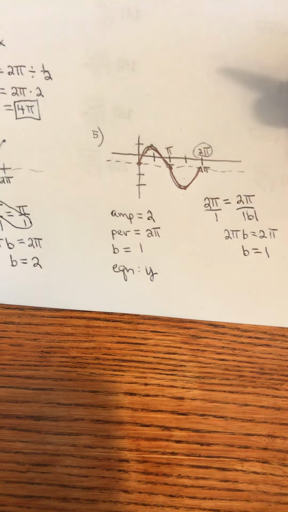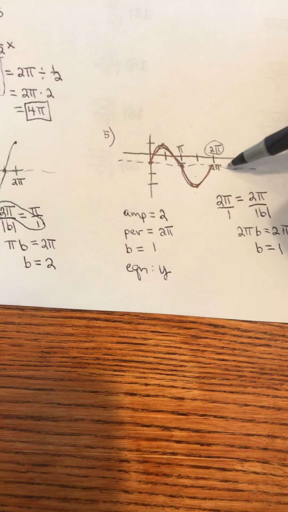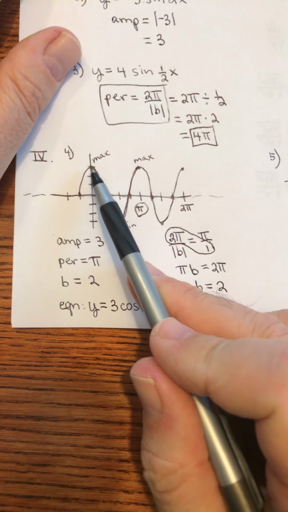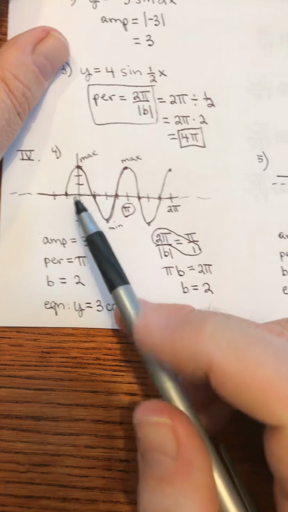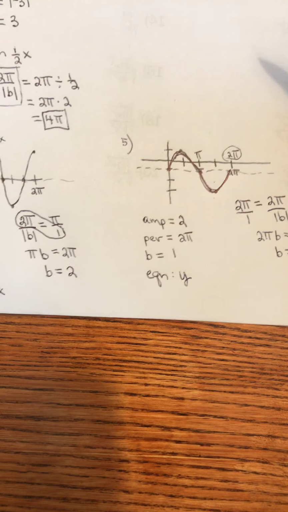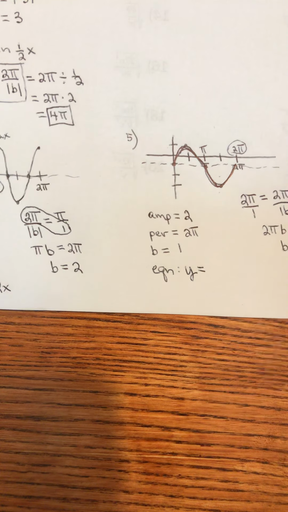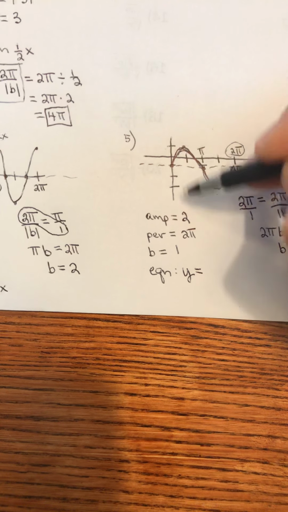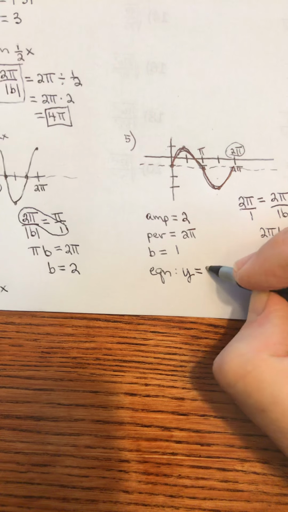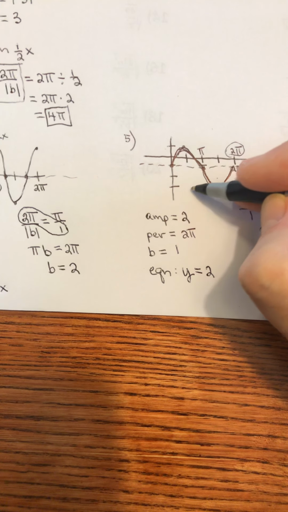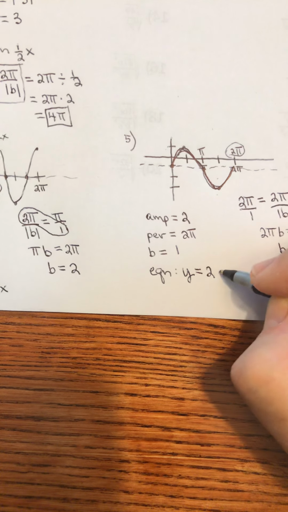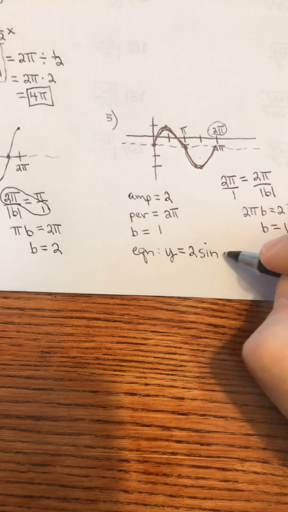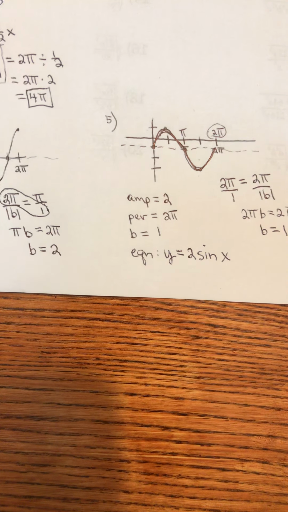Now, because I started at the midline, this is a sine. This one did not start at the midline on the y-axis, it started above it. This one starts at the midline. This is a sine curve. Now, because it went to the right of that, it went up. This is a positive in front. If it went down here, it would have been a negative in front. Again, this is a sine curve. And then my b is 1, so 1x or just x.